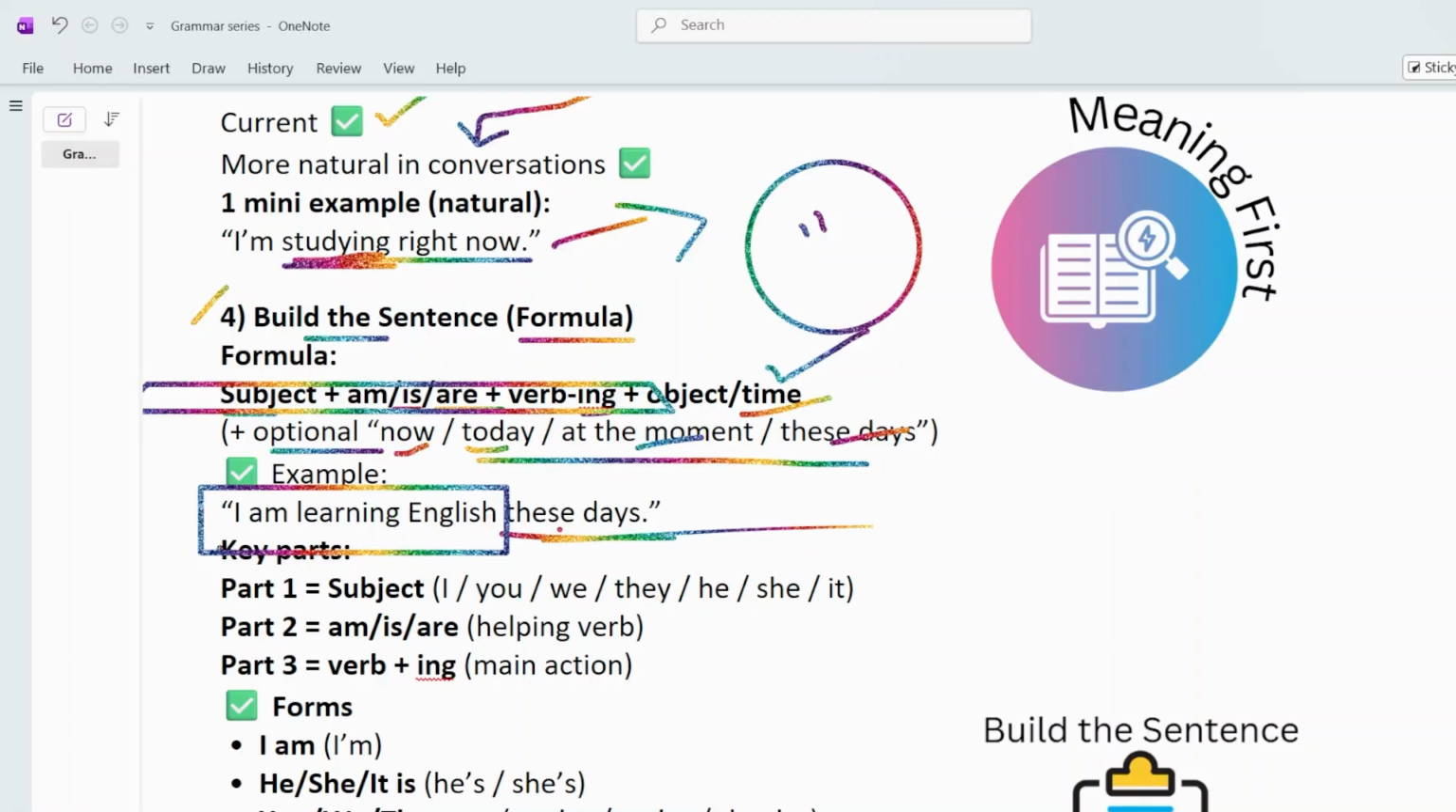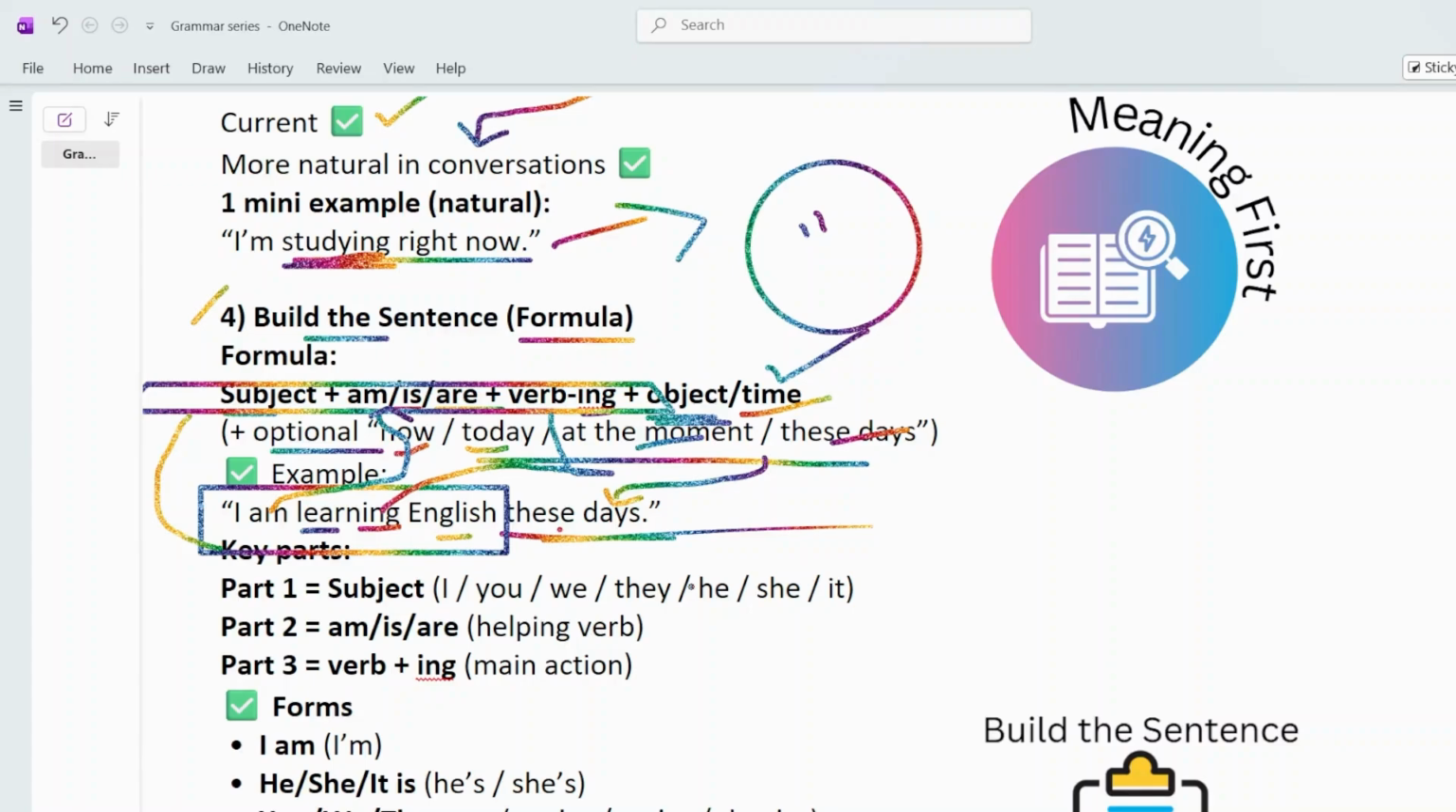The same sentence. I is the subject. Am is the auxiliary verb here, or the helping verb. So am, is, are are all known as helping verbs. And learning, this particular word, is a verb in the ing form. Learn is verb plus the ing form. So I am learning English, object. And time is optional. I told you, these days. Okay, I think I'm clear now.